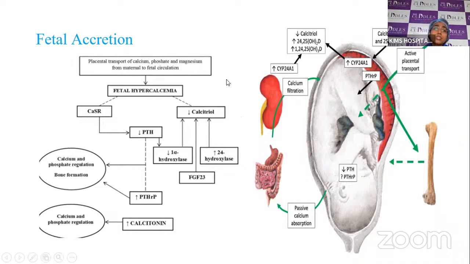And another most important thing is the calcitonin and parathyroid hormone levels. They do not cross the placental barrier. So the elevated calcitonin and decreased PTH levels will cause the fetal accretion of calcium and phosphorus in the bones. So calcitonin and parathyroid hormones won't cross the placenta.